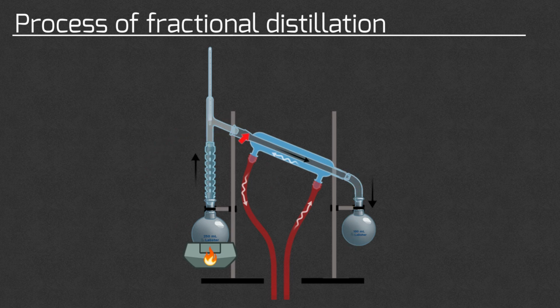We use the fractionating column here, essentially a long glass tube with little bits of glass beads and layers inside, and this means it takes a longer time for the different fractions to evaporate. So you'll get them evaporating at different rates, with the one with the lowest boiling point evaporating first and the one with the highest boiling point evaporating last.